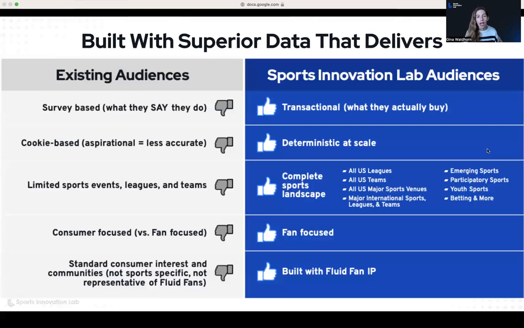And we think it's time for this data. We know there's other sports data out there, but the other sports data out there today has not been good enough. It's been very survey or cookie based, which is based on what fans say they do, or aspirationally how they may behave online. But we're anchoring it in what they actually spend their money on, which means it's deterministic and it's scaled.